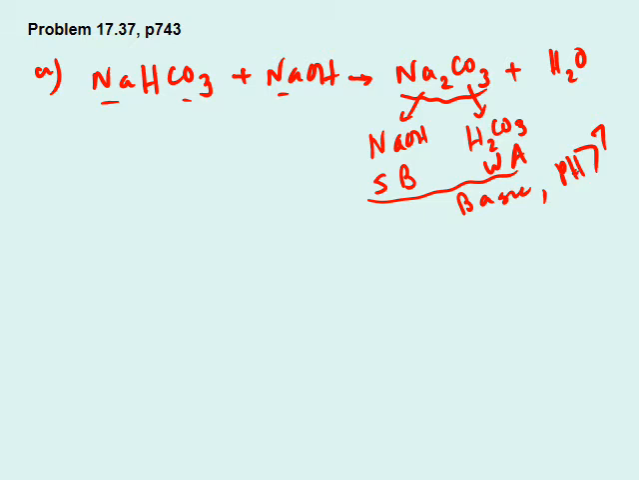Now let's try part B. In part B, in this titration, ammonia is titrated with HCl. So now we need to write down the reaction between ammonia and HCl.